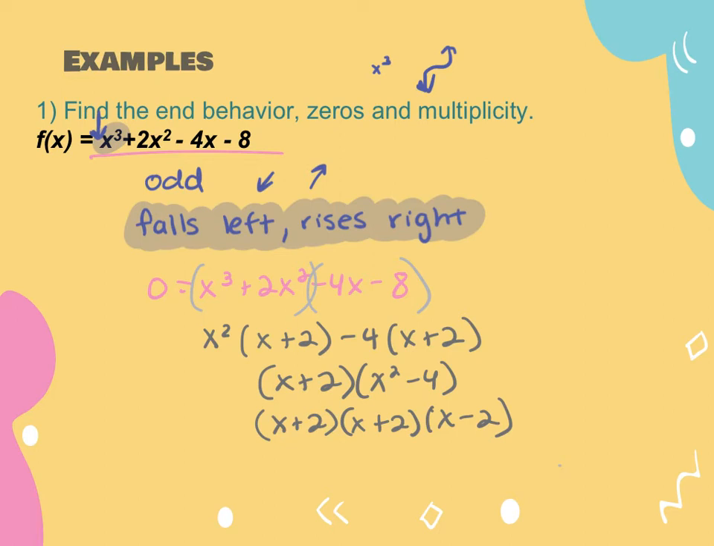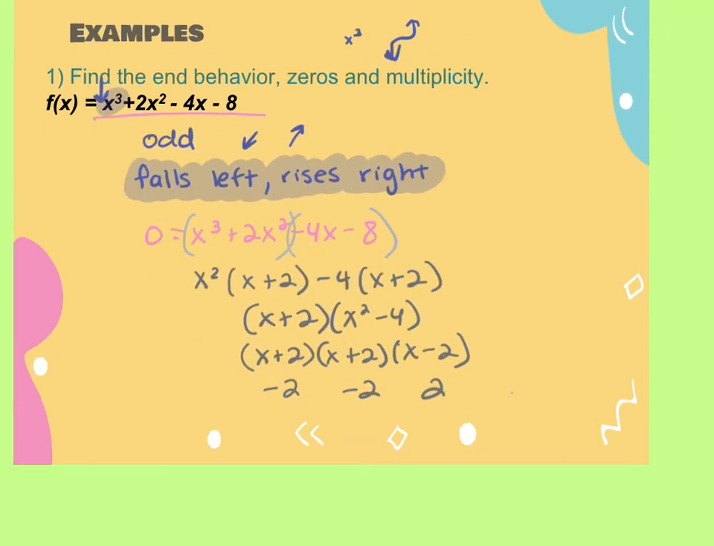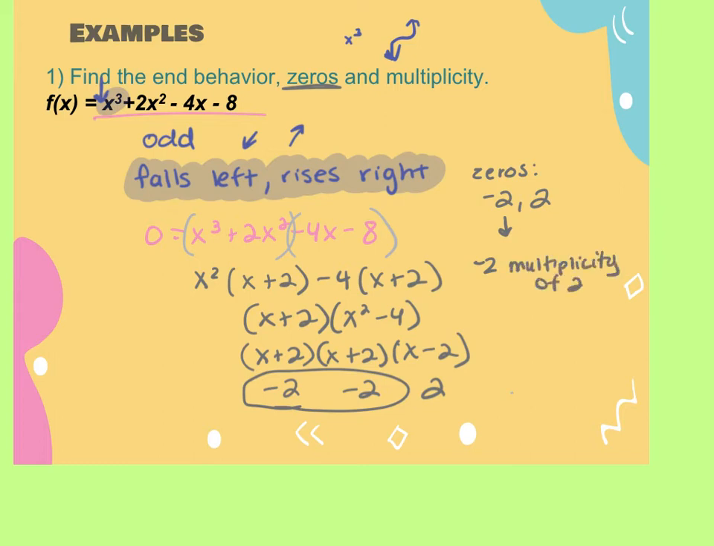So my roots are -2, -2, and +2. So those are the zeros. And when we write zeros, we just list them. Now, I only need to include the ones that don't repeat when I'm listing them, but I want to pay attention to the multiplicity. So because there's two -2's, the multiplicity on that is 2. So it would look like -2 with a multiplicity of 2, and then 2 with a multiplicity of 1.